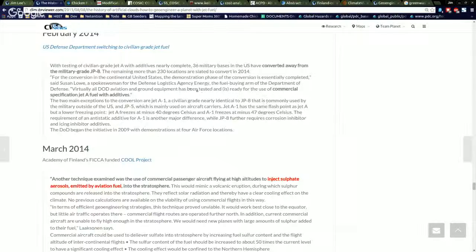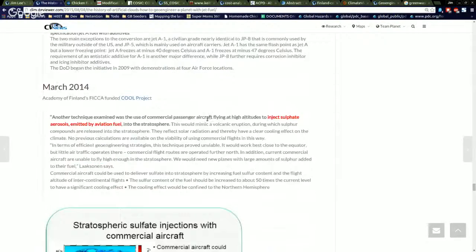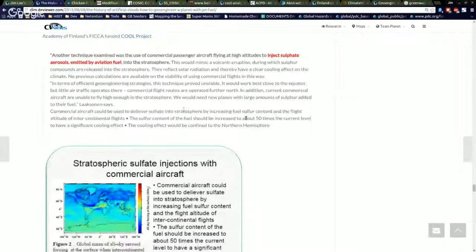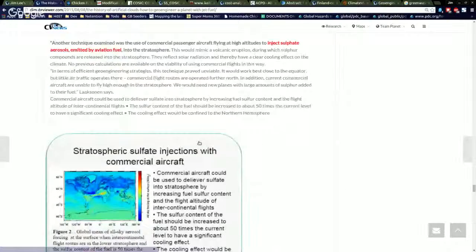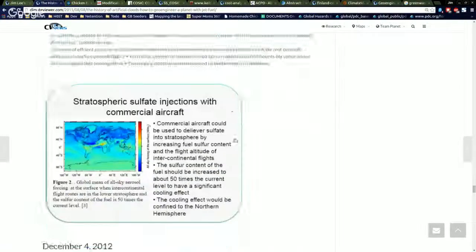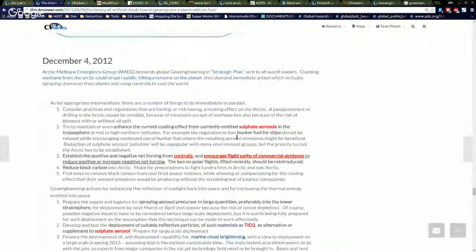Everybody in the world is going to use Jet-A. And that just means that it's easier to put the same thing in all the fuel for everybody. So again, we're here at the commercial, the FICO thing, inject sulfate aerosols in the fuel. I mean, by now we've got to that point.